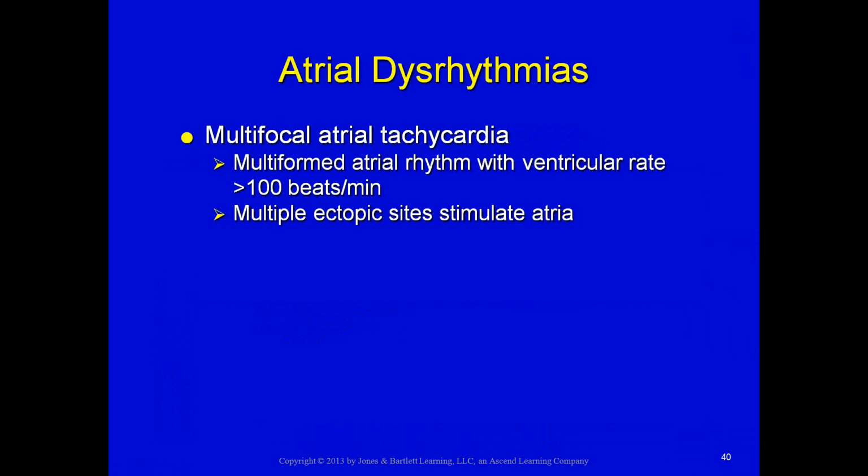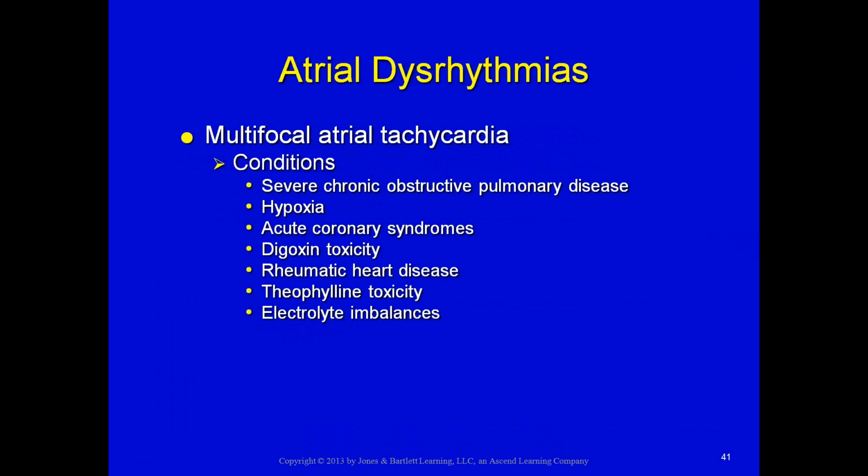Multifocal atrial tachycardia, it's a multiformed atrial rhythm with ventricular rates greater than 100. And this is a result of multiple spots on the atrium taking turns firing fast. Conditions include severe and chronic obstructive pulmonary disease, hypoxia, acute coronary syndromes, digitoxicity, rheumatic heart disease, theophylline toxicity, electrolyte imbalances.